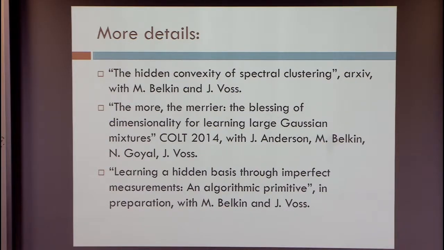If you want to know more, this is detailed in three papers. The spectral clustering aspect is in the paper The Hidden Convexity of Spectral Clustering, which is on the arXiv. The blessing of dimensionality is in this other paper with Anderson, Belkin, Goyal, and Voss: The More the Merrier, the Blessing of Dimensionality for Learning Large Gaussian Mixtures. And finally, the hidden basis recovery problem and algorithmic results are in a paper that we are going to post on the arXiv in a few days, Learning a Hidden Basis Through Imperfect Measurements: An Algorithmic Primitive.